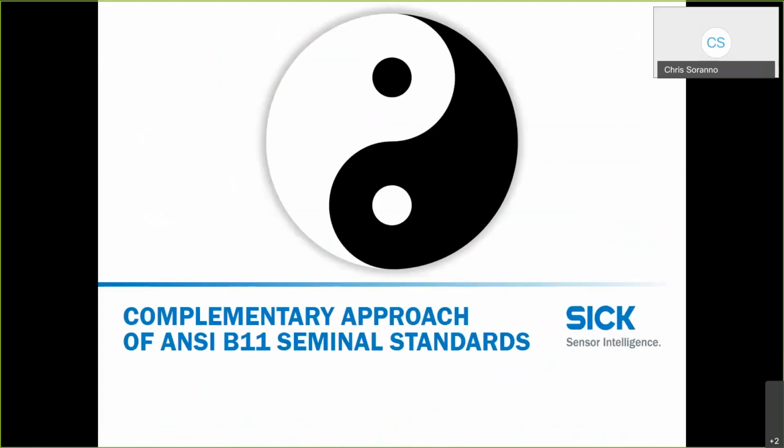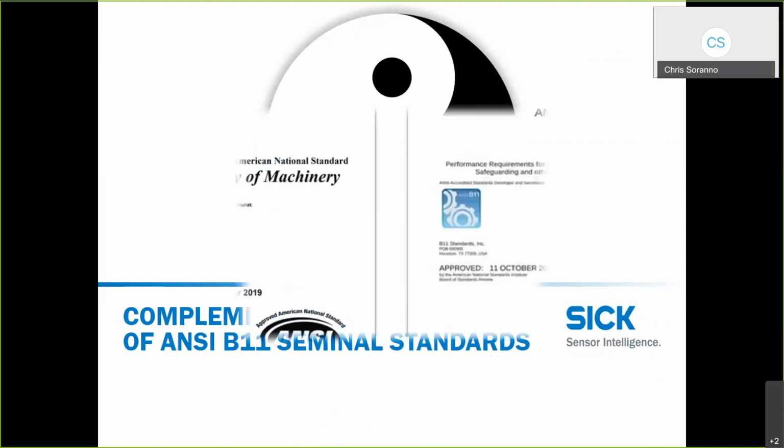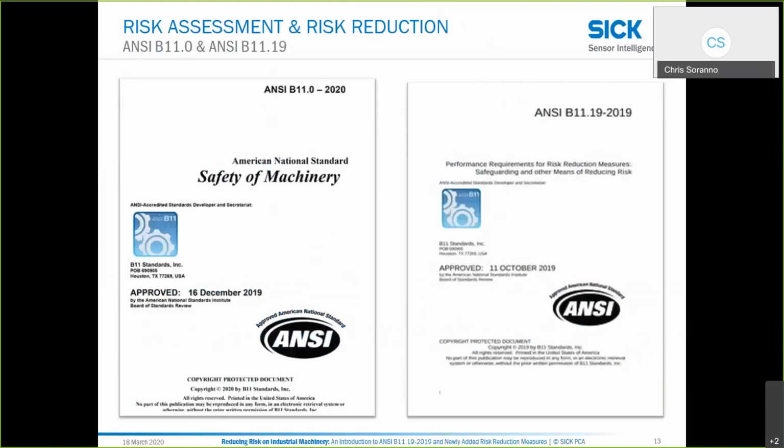So from there, we're going to talk about the left side of that image, how ANSI B11.0 and B11.19 work together and how they're supposed to be used. As Dave mentioned, they're both brand new standards. They were both approved at the very end of 2019. ANSI B11.0 actually has a 2020 publication date, so technically it's really only a few months old. In reality, they're both only a few months old, but nevertheless, again, we need to understand how these work together.